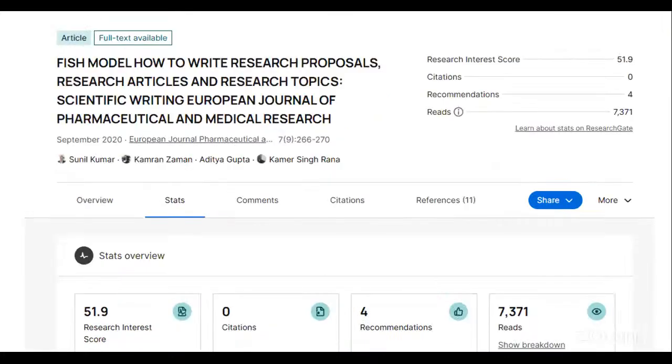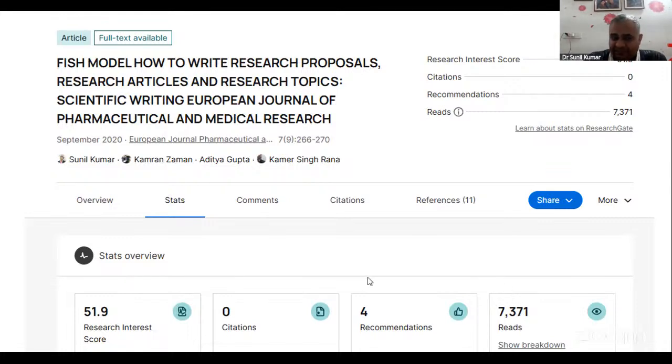So this is the fish model which was published in the European Journal of Pharmaceutical Sciences, volume 79. It was published during the time of COVID, after the COVID, right? It's September 2020. So we published at that time. See, the reads are 737, right? 7371 was the number, which I saw yesterday, because I want to present it on the day of Science Day, National Science Day.